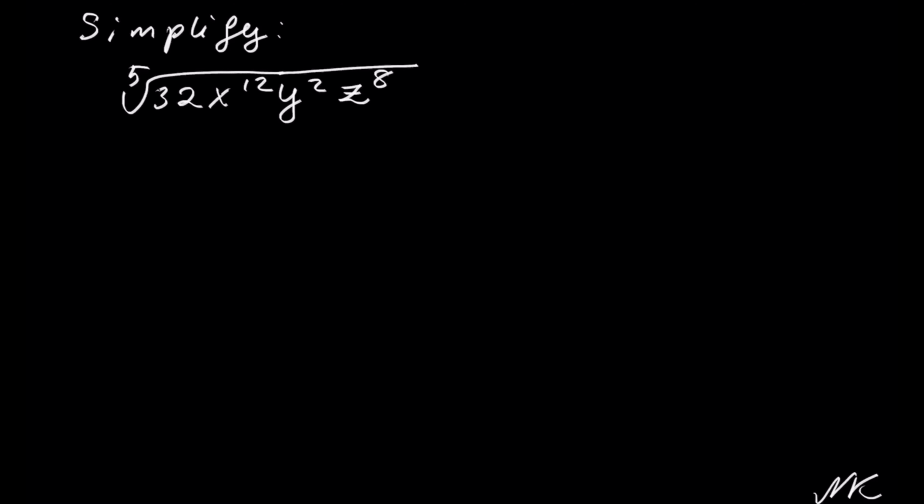Hello, in this video we will simplify a radical expression. We have the fifth root of 32 x to the 12th, y to the 2nd, z to the 8th. The goal is to rewrite this as the fifth root of something with the power that is evenly divisible by 5, times the fifth root of whatever's left over.